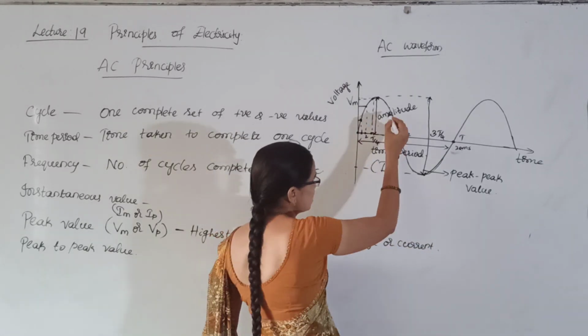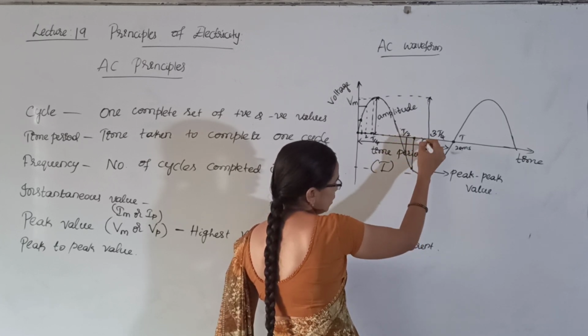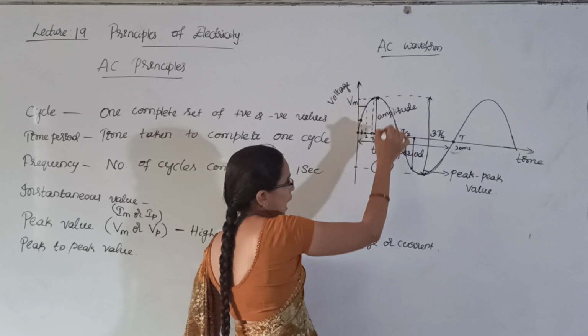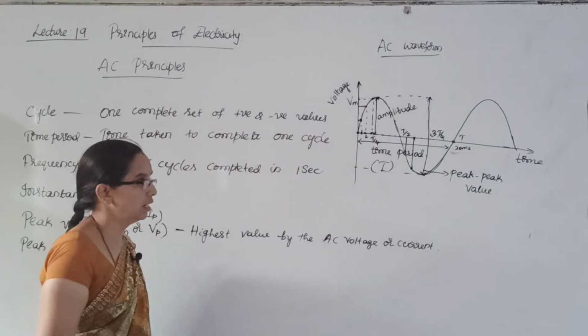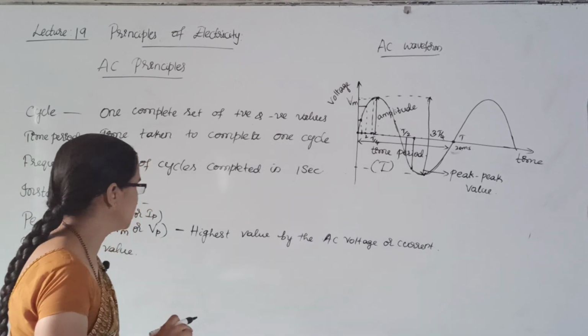Okay, this is called amplitude. From the zero line to the instantaneous value of voltage, that is called the amplitude of the AC signal. The height of the AC signal is nothing but the amplitude of the AC signal.